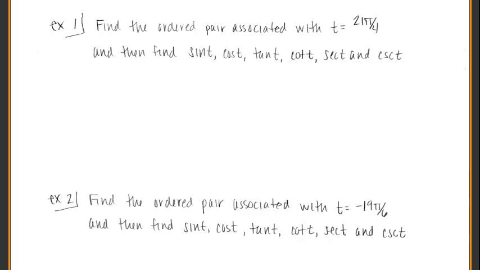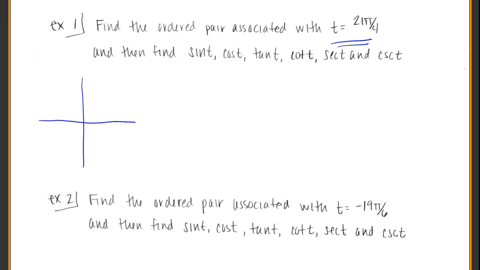Okay, so moving down to example 1, what we want to do is find the ordered pair associated with t equals 21 pi over 4. And then we're going to find sine, cosine, tangent, cotangent, secant, and cosecant of that angle. First of all, we need to graph this, because this is actually an angle. After I've taken that ray, starting on the positive x-axis and rotating it around, which is what we did in the lesson right before this, we want to figure out where we land on that unit circle.